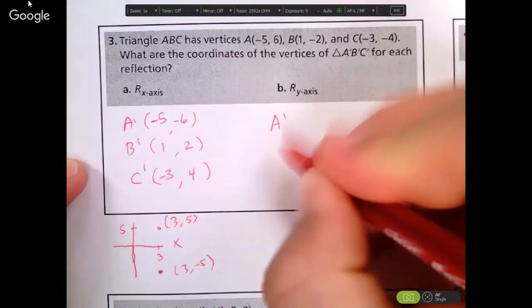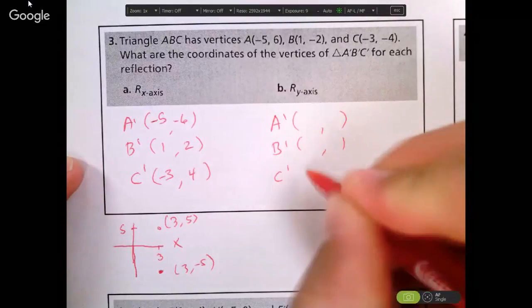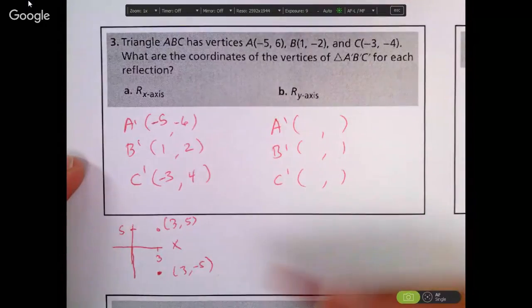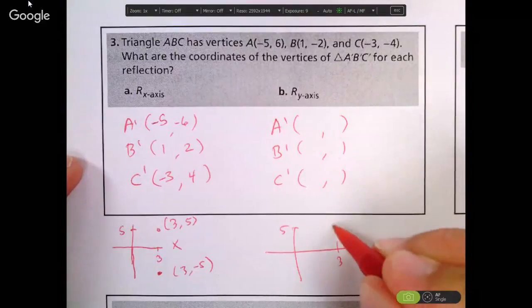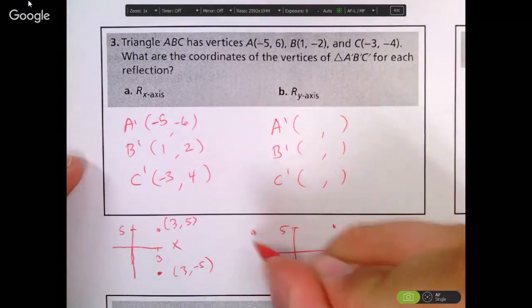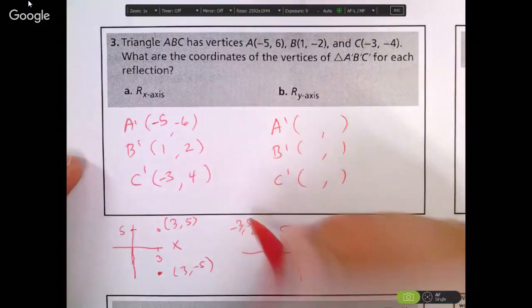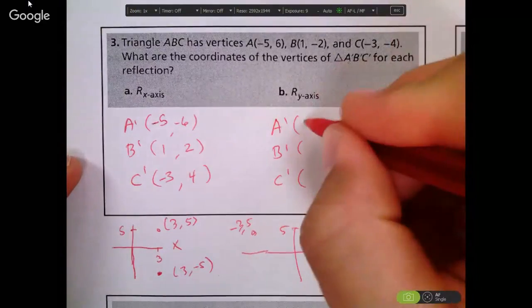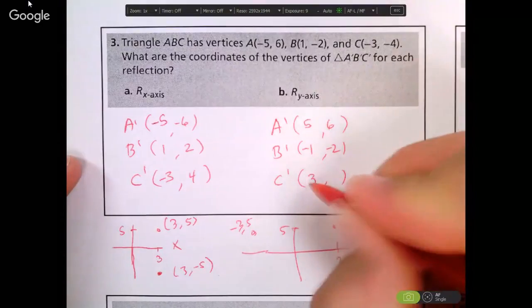A prime, B prime, C prime. Okay, so this one says to reflect across the y-axis. So if I draw my little shape and I say, okay, here's 3, 5, and I'm going to reflect across the y, that becomes over here, and that becomes -3, 5. So I've just convinced myself that now the y stays the same, but the x switches signs. So 5, 6, -1, -2, 3, -4.